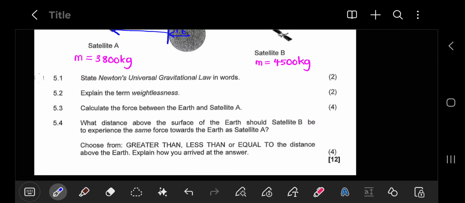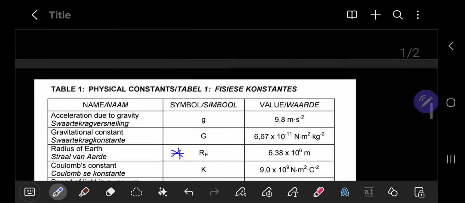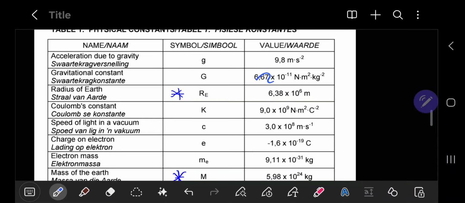Now, moving on to the calculations, 5.3 says, calculate the force between the Earth and satellite A. Since we are asked to calculate a force, which is going to be this gravitational force, we are going to use the formula F is equal to G m1 m2 over r squared. And just in case you forget what G is, you can always get it from your formula sheet. It is going to be 6.67 times 10 to the minus 11.